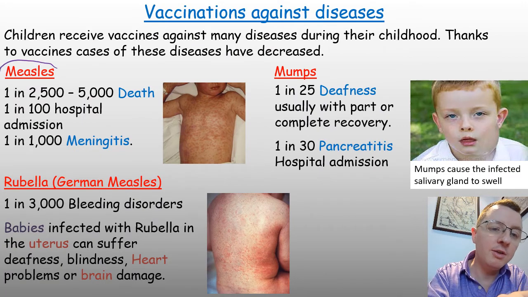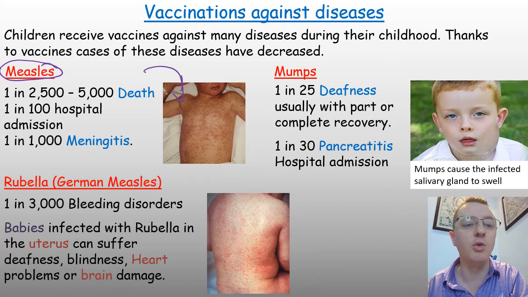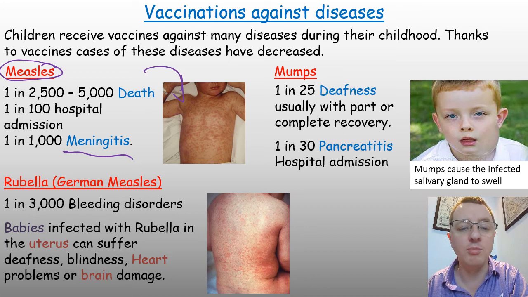The first disease is measles, and you can see here this child has the classic rash of somebody who has measles. Now, if you contract the measles virus, 1 in 2,500 to 5,000 people will die. This disease can and does kill people. 1 in 100 people will be admitted to hospital, and 1 in 1,000 people will contract a secondary infection known as meningitis, which is caused by a virus and can kill within 12 hours.